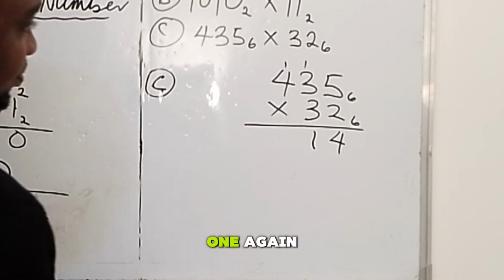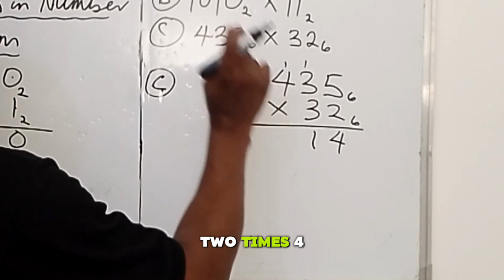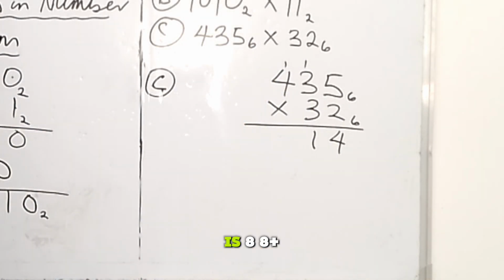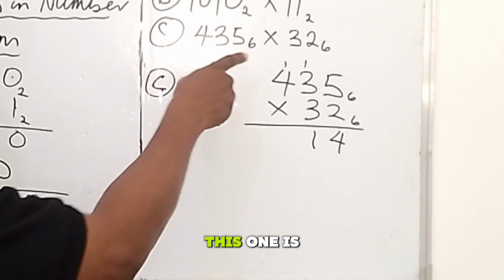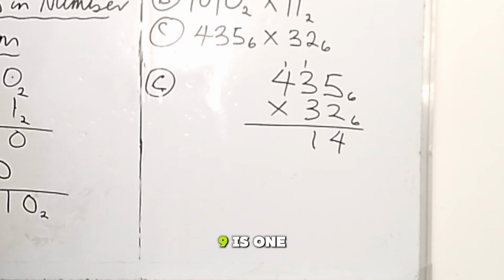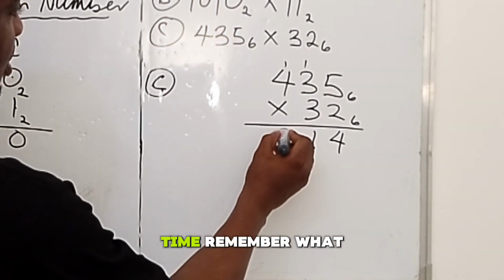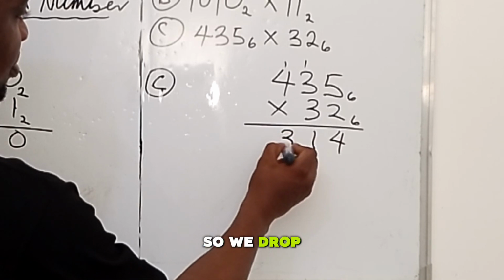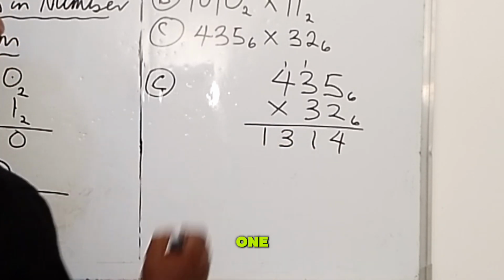Remember 1. Again, 2 times 4 is 8. 8 plus this one is 9. 6 into 9 is 1 time. Remember what? 3. So we drop that 3 and we write our 1.